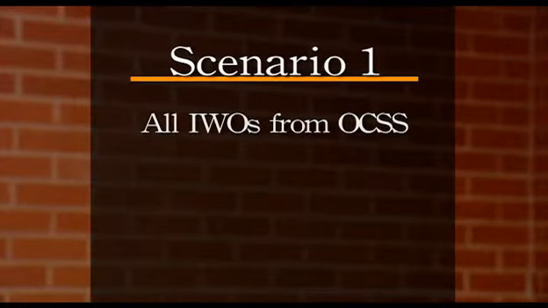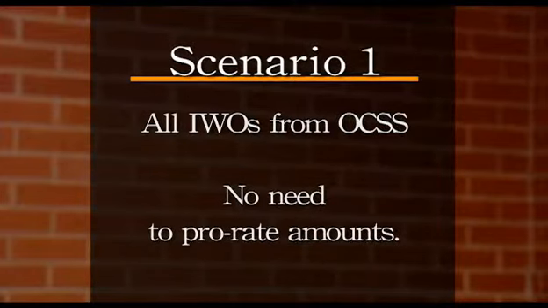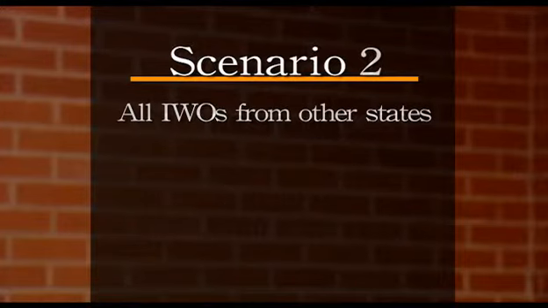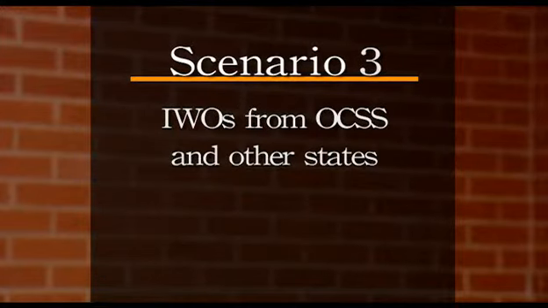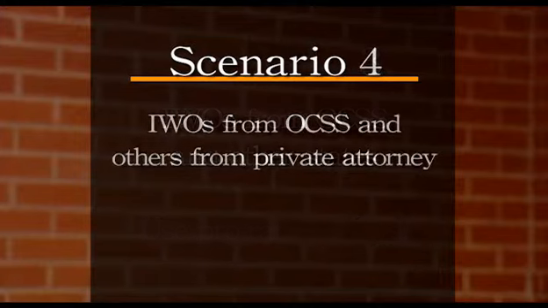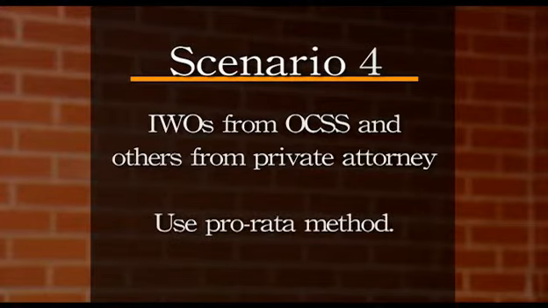Scenario 1. If all the IWOs come from OKESC, there is no need to prorate the amounts. The allocation will automatically take place at the State Disbursement Unit, or SDU. Scenario 2. If all the IWOs come from other states, they must be prorated as long as Oklahoma is the primary place of employment. Scenario 3. If one or more of the IWOs comes from OKESC and others come from other states, the pro rata method is used. Scenario 4. If one or more of the IWOs comes from OKESC and others come from a private attorney, the pro rata method is used.